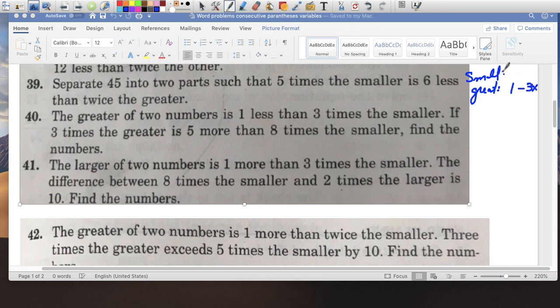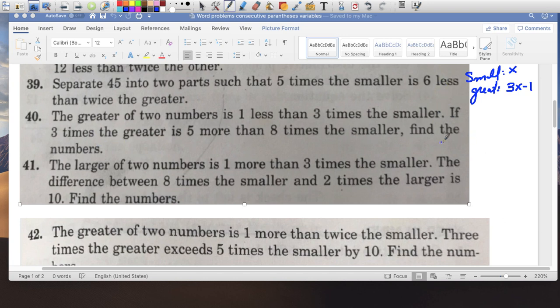So we're going to call the smaller x, right? But this is a turnaround, so it eventually becomes 3x minus 1. So the greater number is 3x minus 1, and the small number is just x. So let me erase that and just write 3x minus 1. So identify the numbers, and then I can set up my equation.